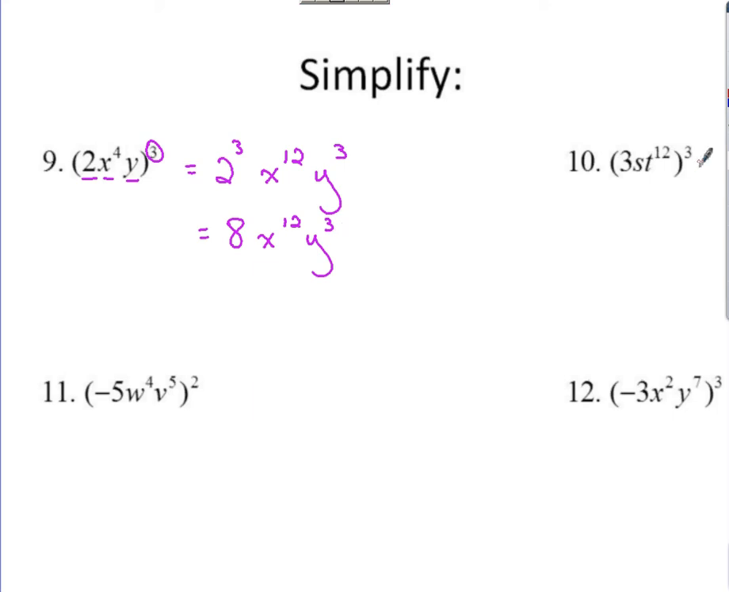All right, if that makes any kind of sense. And we look at number 10 here. Got 3 pieces inside multiplied together. Each of those parts of the product will raise to a power of 3. So if I take 3, raise that to a power of 3, 3 times 3 times 3 is 27. S to the 1st, raise the 3rd, s to the 3rd. T to the 12th, raise the 3rd, multiply that out, get t to the 36th power.